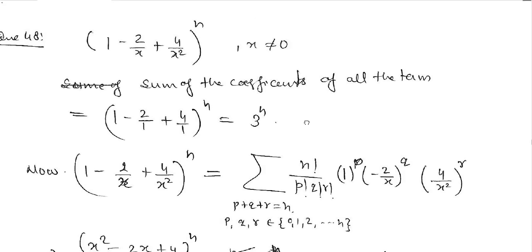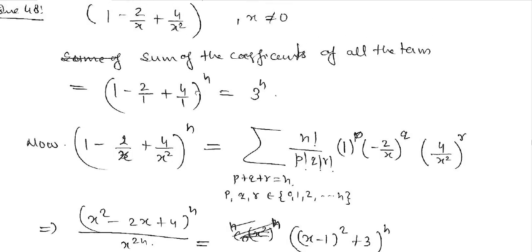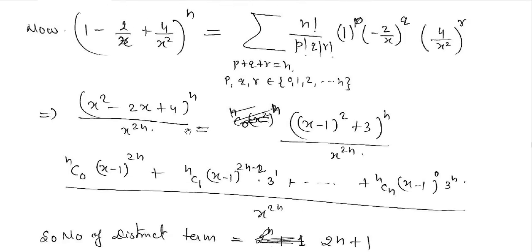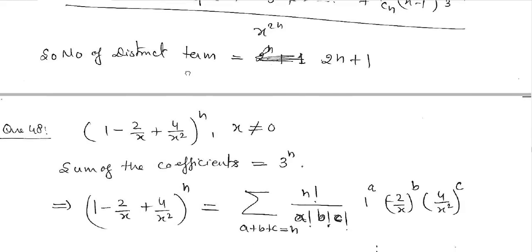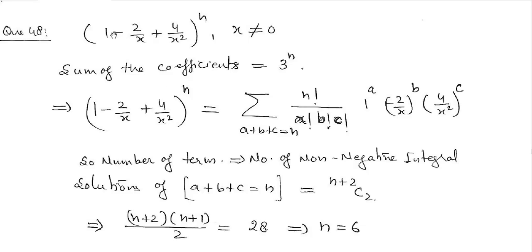In question number 48, everyone should get bonus marks for this. Let us see what they think and how they made this question. They think there is a multinomial theorem. This question is based on the multinomial theorem.